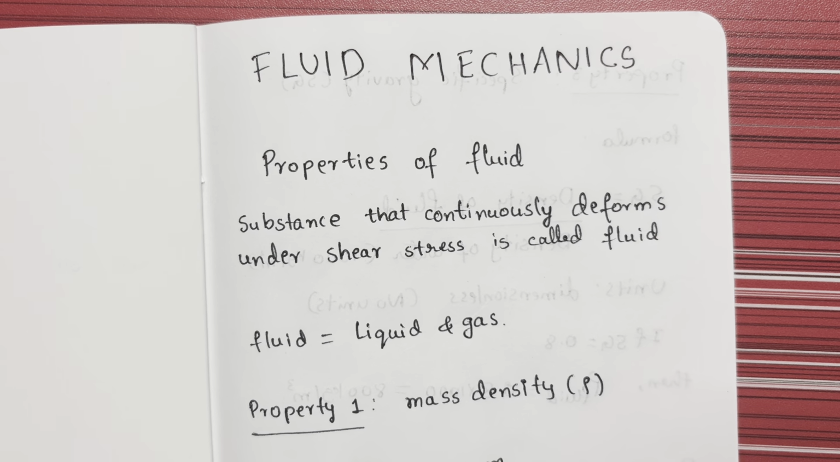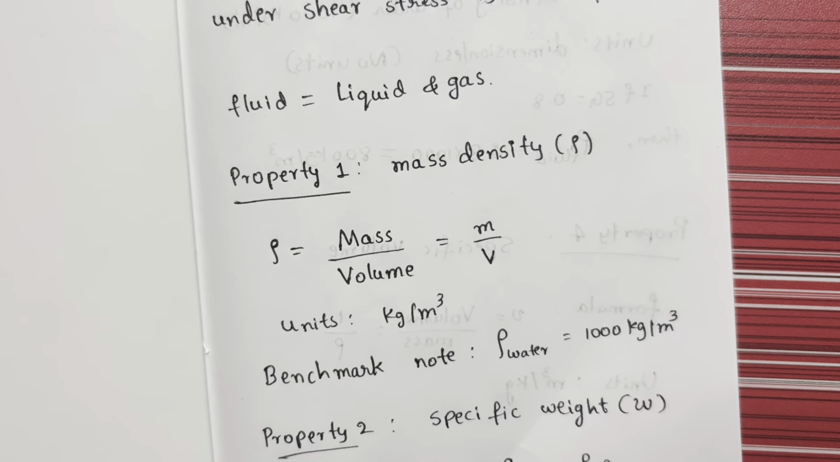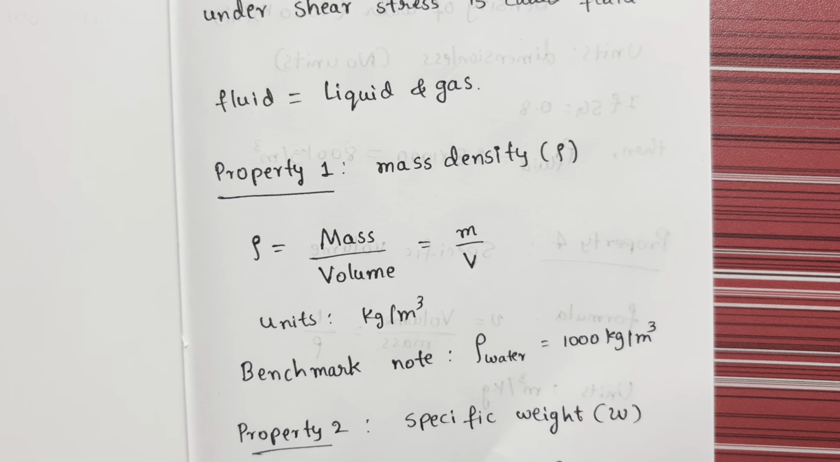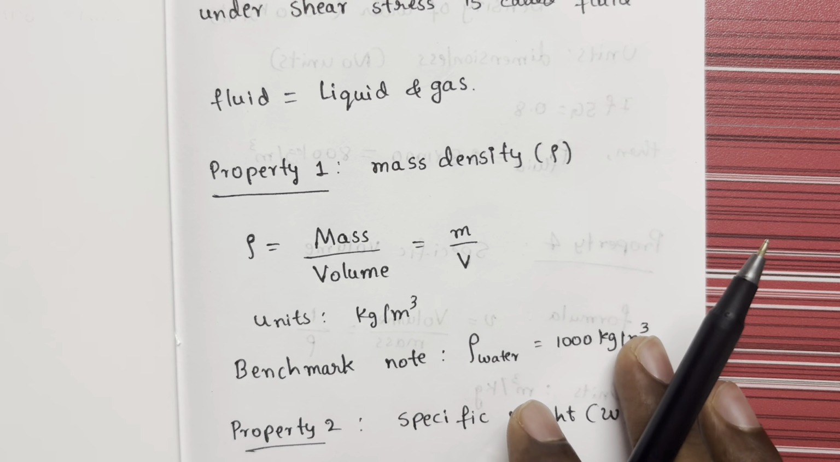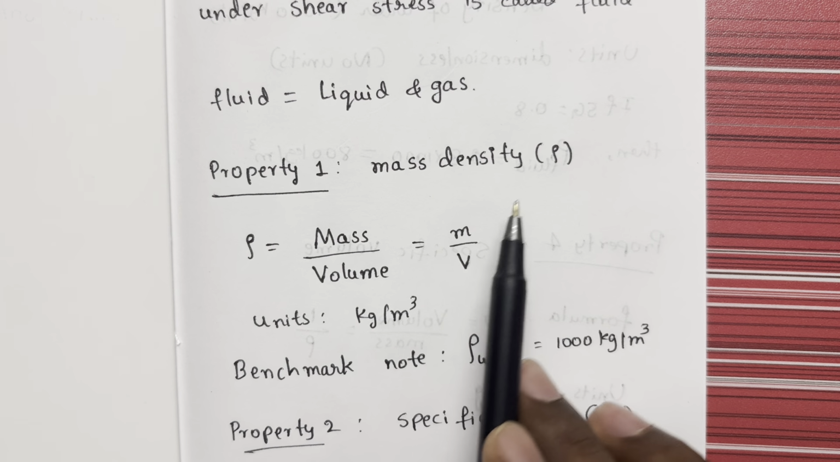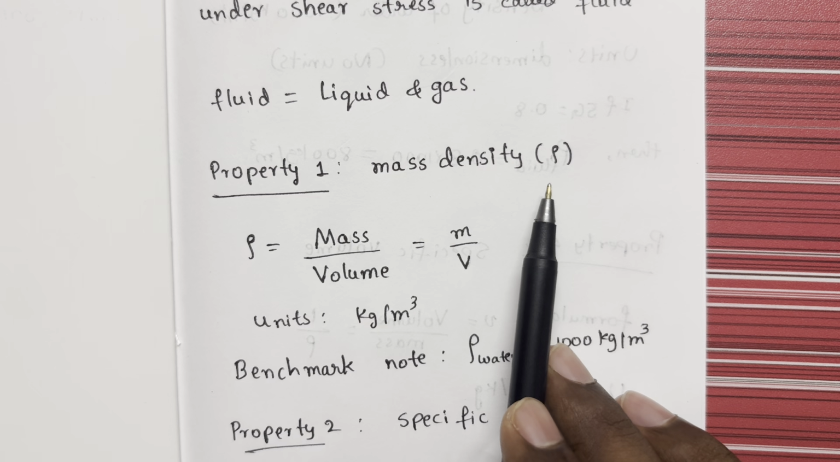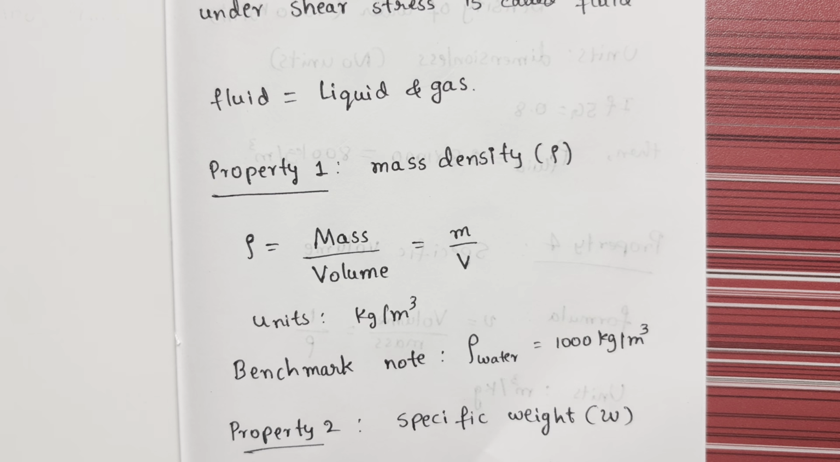Now we will see four most critical properties that you need to understand. The first property is mass density, denoted by Greek letter rho. This is simply mass per unit volume. Think of it as how tightly packed the molecules are.